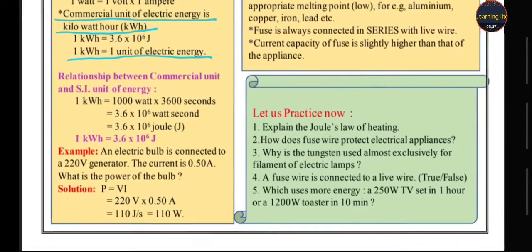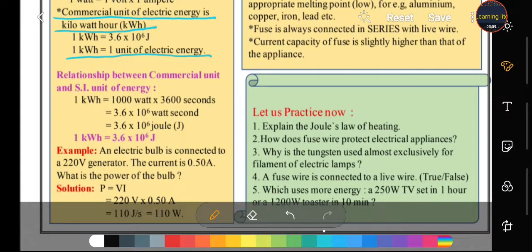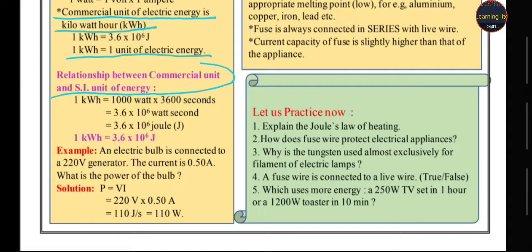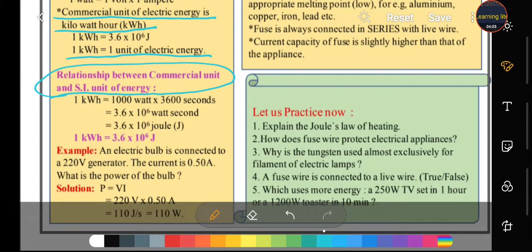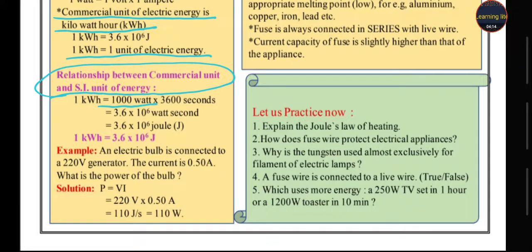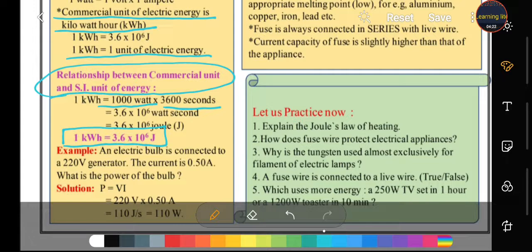Now an important topic comes before you. What is the relationship between commercial unit and SI unit? Commercial unit means 1 kilowatt hour and SI unit is joule. 1 kilowatt means how many watts? 1000 watts. And 1 hour means 3600 seconds. So 1 kilowatt hour, students, equals 3.6 into 10 raised to power 6 joules.